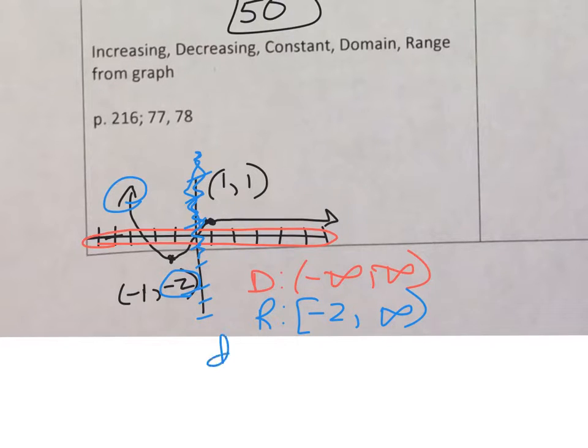Okay. Increasing, when we look for intervals increasing, decreasing, and constant, we're looking for intervals of the domain. So we're looking for x values. And increasing means I'm moving up hills. I move from the left to the right. So this is the only part of the graph right here in blue that is increasing, and that runs from an x value of -1 up to an x value of +1.